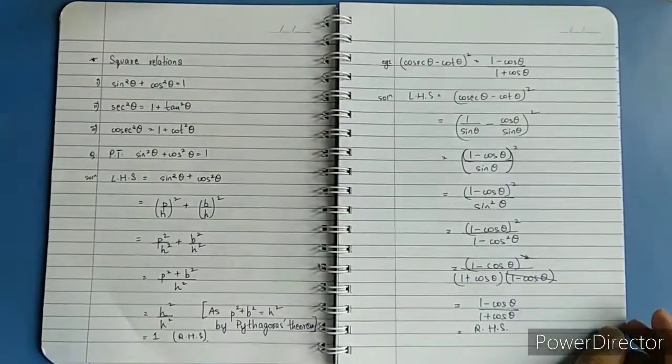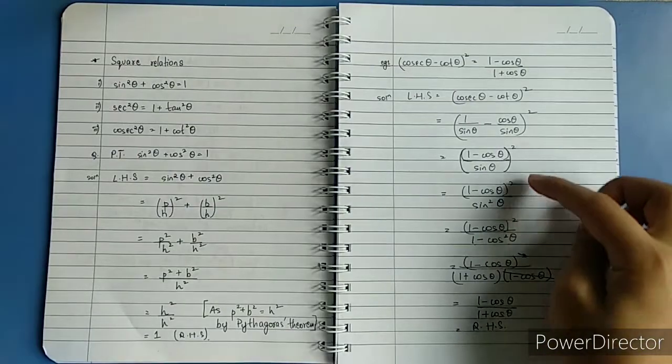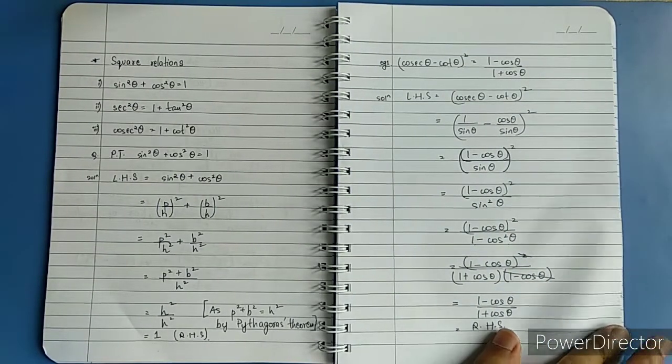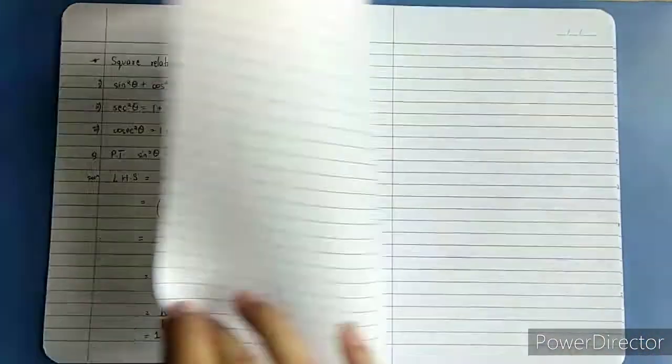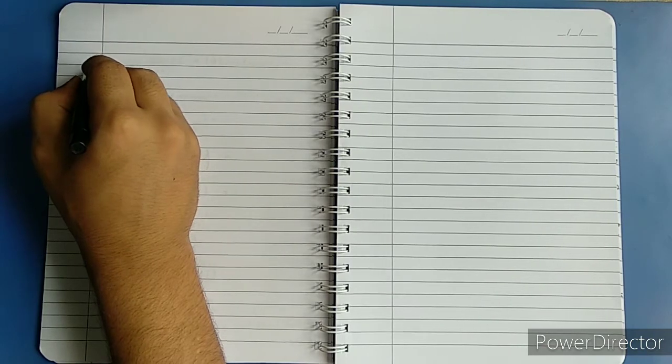In this same question, you could have taken the right hand side and gone backwards in the same manner. You would have gotten the same solution. Second example.